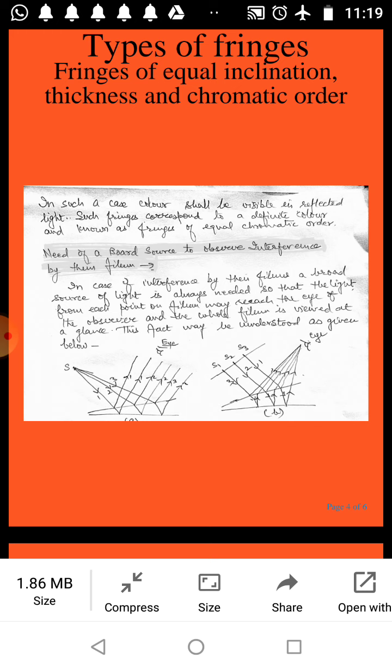Now we will discuss the need of a broad source to observe interference by thin films. Why do we need a broad source when we are discussing interference in thin films? Let us start. In the case of interference by thin films, a broad source of light is always needed so that the light from each point on the film may reach the eye of the observer and the whole film is viewed at a glance. This fact may be understood as given below.